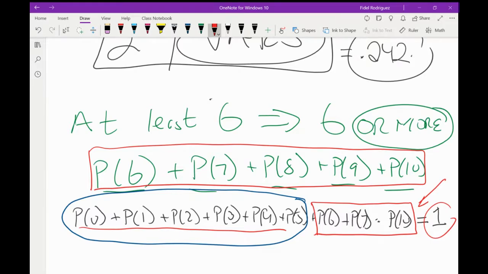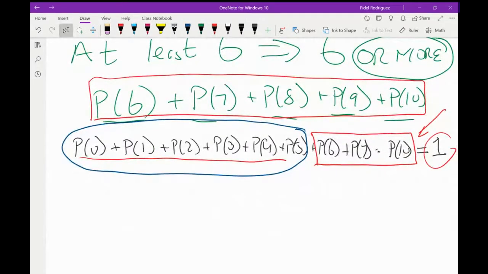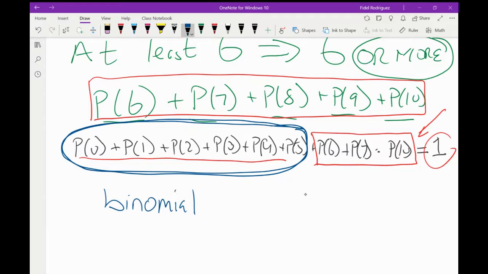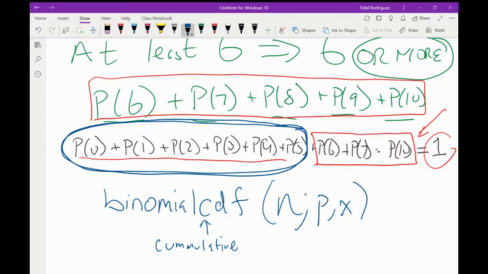So the way I can figure out this part right here is on my calculator, we're going to use something called the Binomial Cdf. What C stands for is cumulative. Cumulative means it's like accumulating, okay? So cumulative means we're adding up all those numbers. And I'm going to do this the same exact way. I'm going to go N, P, and X.